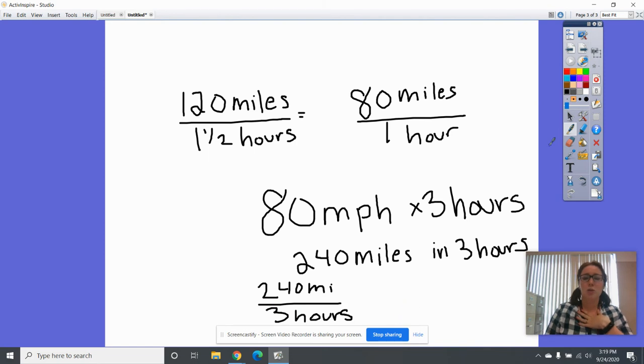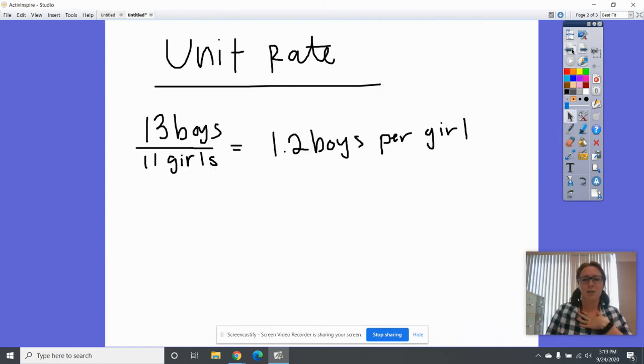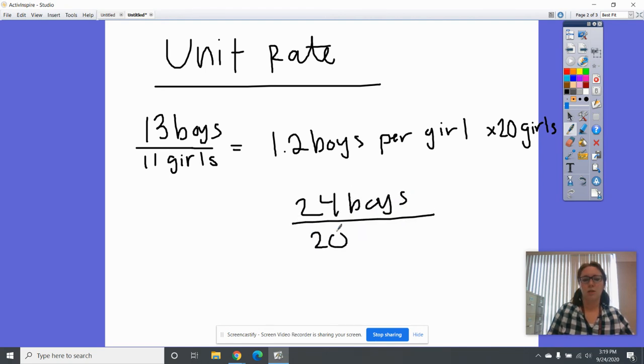The same thing could be said for our weird example back here. If there's 1.2 boys per girl, and I say, okay, well, the number of people has changed and now there's 20 girls. So how many boys are there? If we're saying that this rate is staying the same, then there's 20 girls, so I multiply by 20 girls, 1.2 times 20. And that means there's 24 boys for those 20 girls.